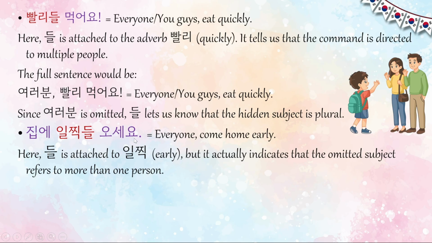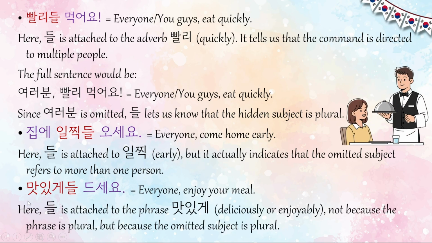Okay, next example. 집에 일찍들 오세요. Everyone come home early. Here, 들 is attached to 일찍. 일찍 means early. But it actually indicates that the omitted subject refers to more than one person. So here we are talking about multiple people and asking them to come home early. 일찍들. Okay? Next example. 맛있게들 드세요.